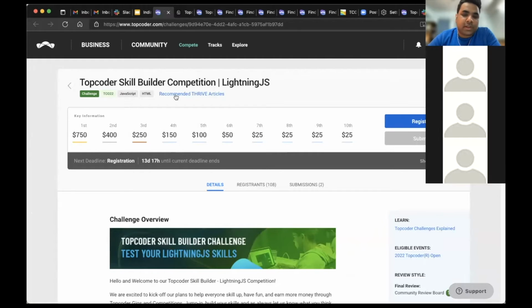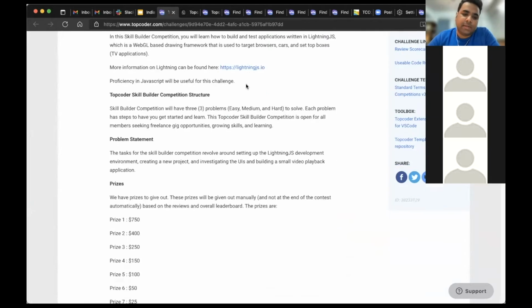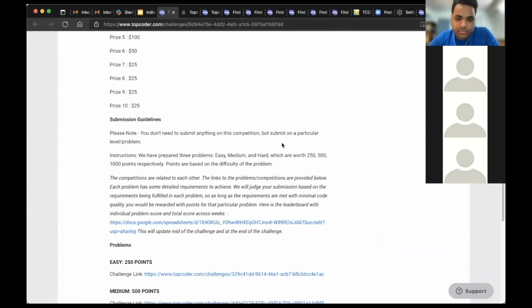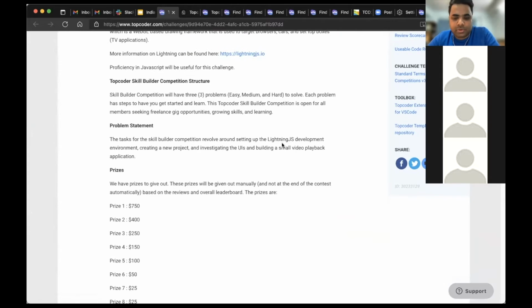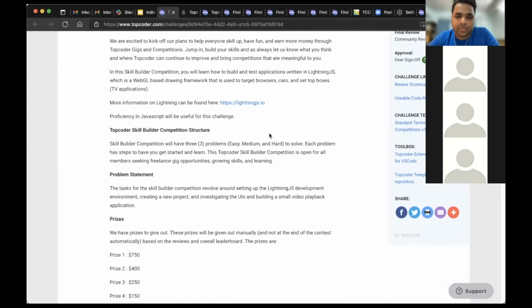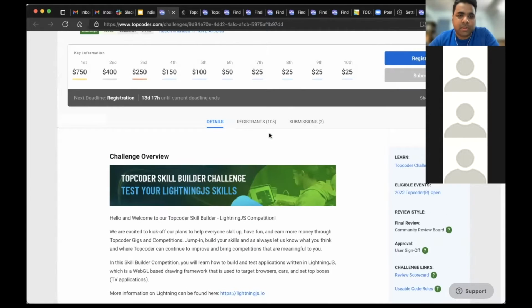Yeah, so right now we are having a lot of community skill builder competitions. Among them, we also have a Lightning JS skill builder going on. Lightning JS is basically what you use to build smart TV apps. It's pretty cool technology, and I think it definitely uses JavaScript. JavaScript is definitely a good skill to have if you are a general developer at Topcoder. So do explore this if you want to participate in future Lightning JS challenges. It would be a good place to start.